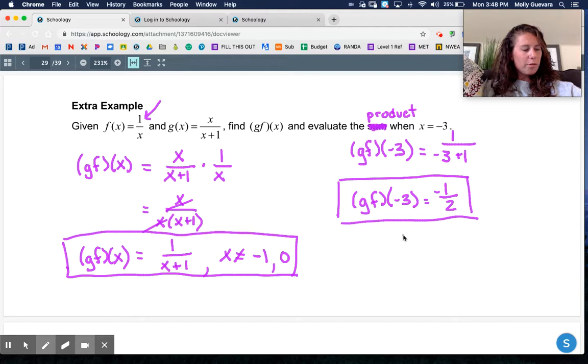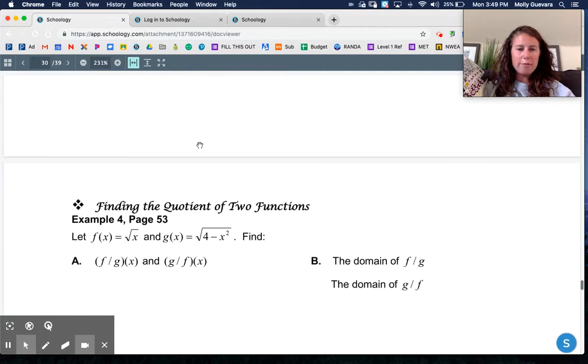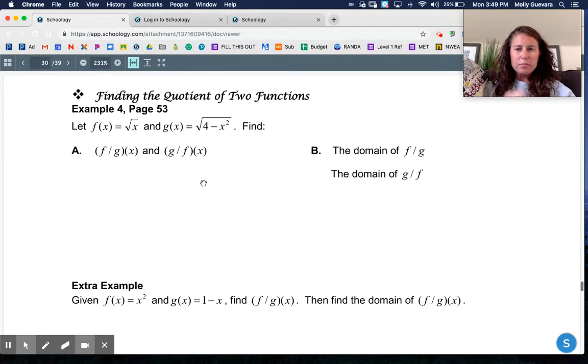Okay, hopefully we're feeling pretty good on adding, subtracting, and multiplying. Now we're going to look at dividing, and dividing is a little bit different only because we have to worry about the domain. Right? I can't have 0 on the bottom of the fraction.